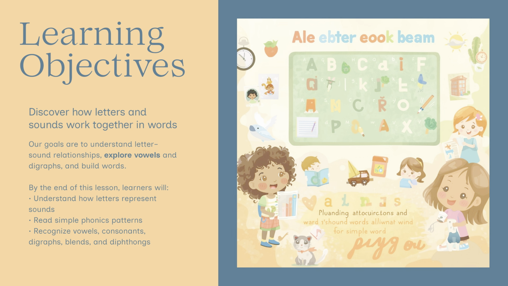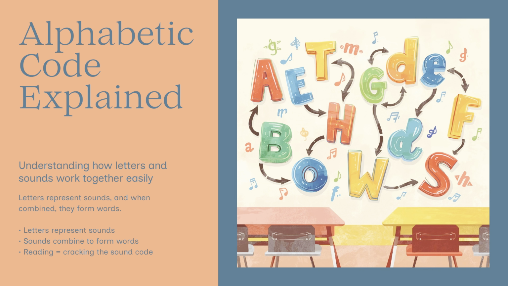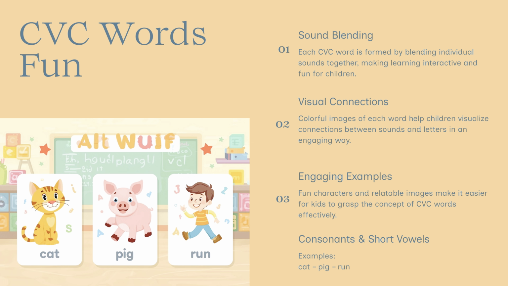By the end of this lesson, learners will understand how letters represent sounds, read simple phonics patterns, and recognize vowels, consonants, digraphs, blends, and diphthongs. So very simply, you need to understand the concept of CVC words. All words are formed with consonant letters, vowel letters, and then consonant letters, like you see in cat. C is a consonant, A is a vowel, and T is a consonant. So most words are formed like this, and that's why we say CVC words.